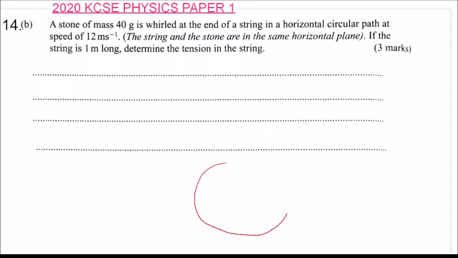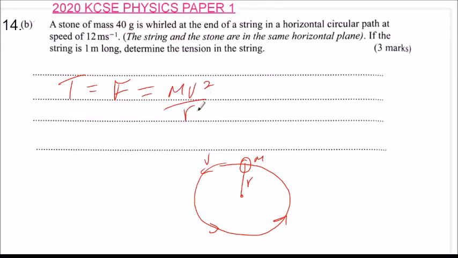So we can make a simple diagram here. So this is the stone. It is being whirled round horizontally. So we have the radius there. Here we have the mass, and here we have the velocity. So we say tension is the same as the centripetal force, which is calculated as mv squared divided by r.